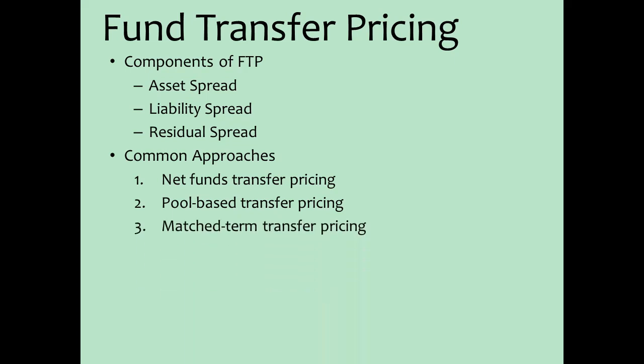And the next one is matched term transfer pricing. This is also called matched maturity. This is the most widely accepted approach to transfer pricing. So in this approach, you transfer price at an individual instrument, which is record level, based on its characteristics such as origination date, term, options, expected cash flow, which requires funding desk functions.